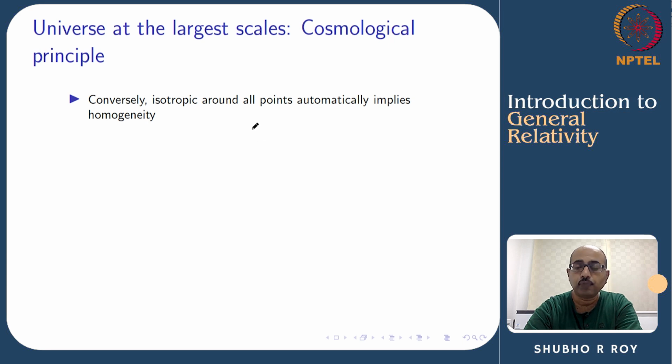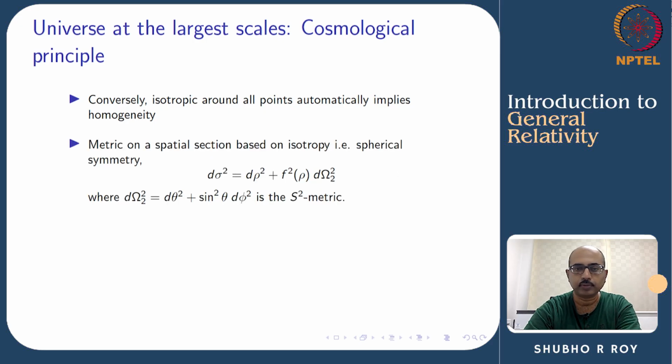Now, conversely, if we assume that you're in a space in which at every point the space appears to be isotropic, then automatically this would imply homogeneity. I will leave this as a homework exercise to prove. If you consider 2 or 3 points in space, and if all directions appear the same at each point, so that at each point space appears isotropic, then you can show that this implies that space is also homogeneous. I will leave this as an exercise.